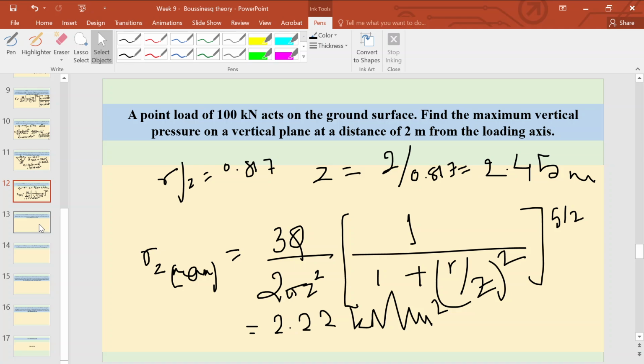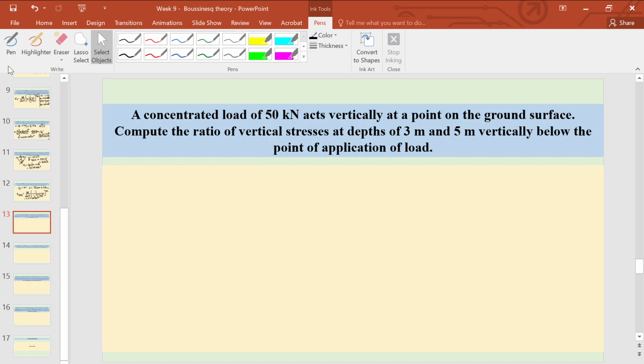So next sum will be, yes, this is very easy. How do you solve it? It's the ratio of z by z, sir, whole square. Yes, sigma z is inversely proportional to z square, isn't it?